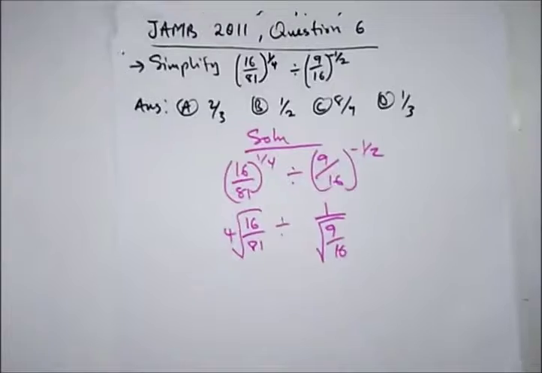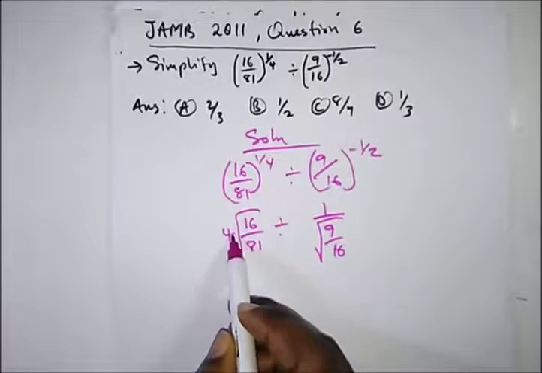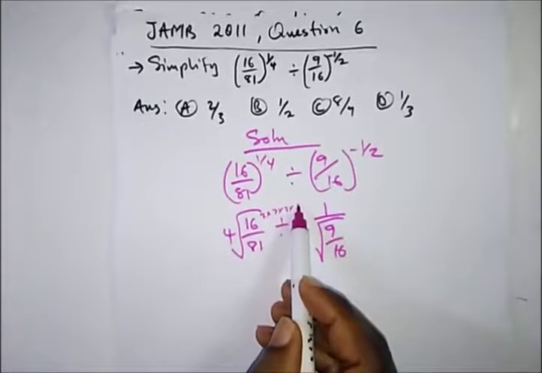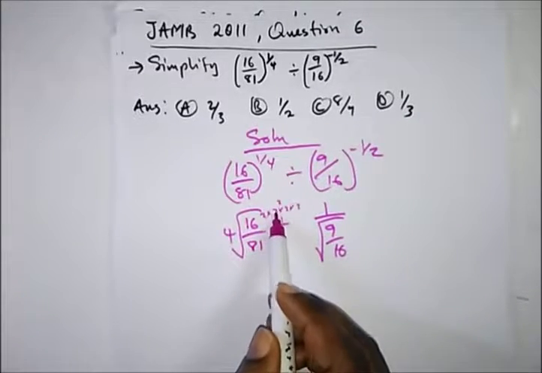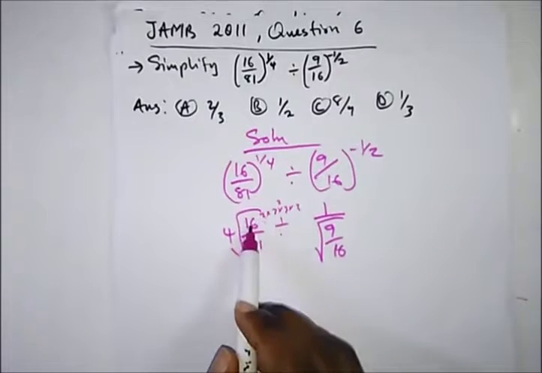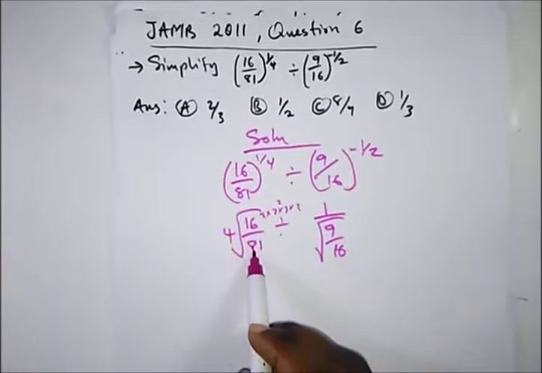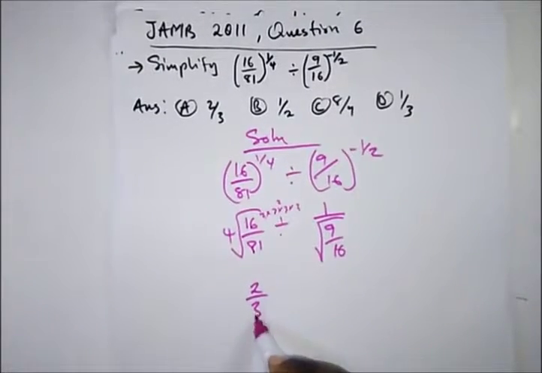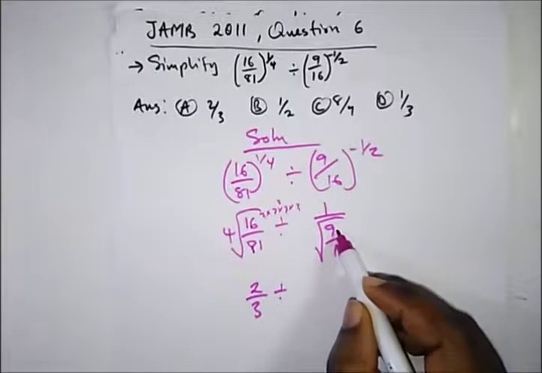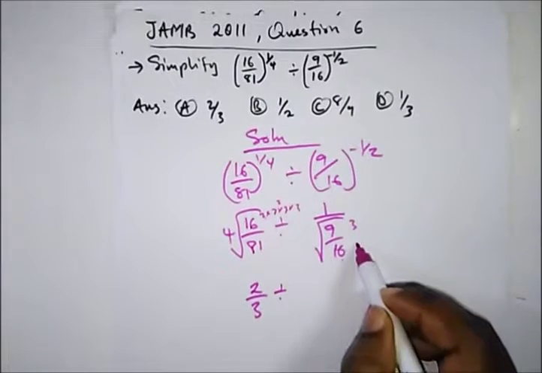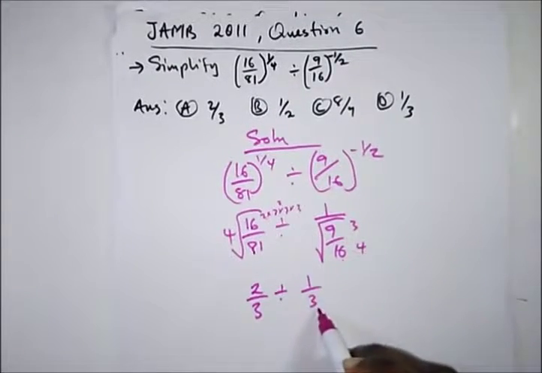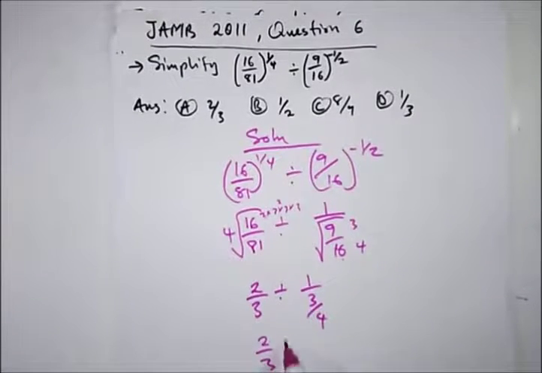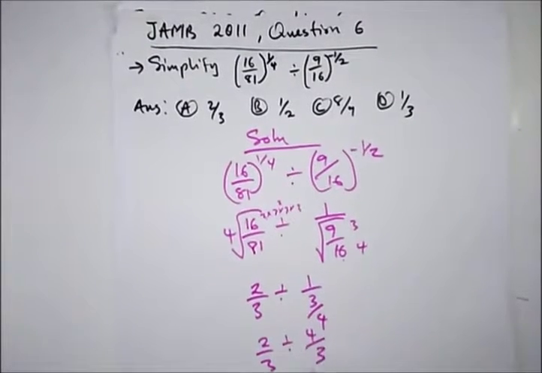So here, what do we have? The fourth root of 16 will be 2 times 2 times 2 times 2, which is what? If you say 2 times 2 is 4, times 2, 8, times 2, 16. So the fourth root of 16 is 2. And also the fourth root of 81 is 3. So we have 2 over 3 divided by, and what is the square root of 9 and 16, which is 3 and 4. So 1 over 3 over 4. Bringing 4 upward, so we have 2 over 3 divided by 4 over 3.